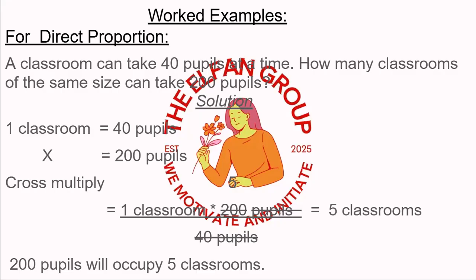Now, we're going to cross multiply, which will bring our question into the form of 1 classroom times 200 pupils over 40 pupils, which equals 5 classrooms. How we got our answer is 40 pupils can divide 200 pupils, which remains 5. So 1 classroom times 5 equals 5 classrooms. So 200 pupils will occupy 5 classrooms.